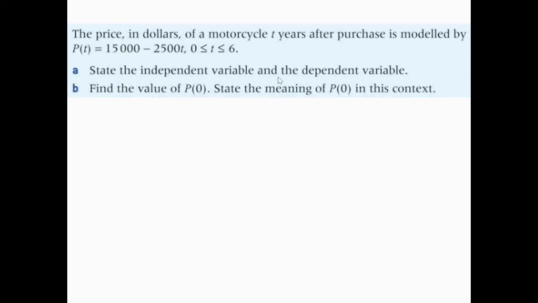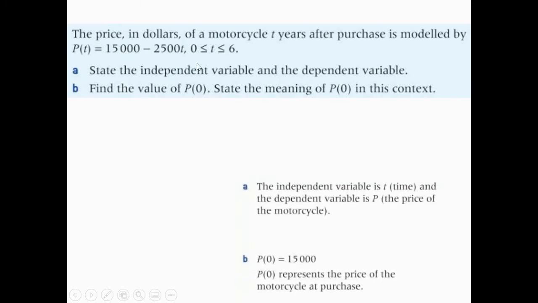So state the independent variable and the dependent variable, and then find the value of p of 0. Okay, let's check. So the independent variable is time, and the dependent variable is price. We can see that price depending on time, right? And p of 0, so you just put 0 in for t. That means your input becomes 0. Put 0 here, and that means 15,000 because this whole thing here becomes 0. So it says interpret it, that represents the price of the motorcycle at purchase, right? If the time is 0, that means 0 years after purchase. No time has passed. That means the 15,000 must be the original price you bought the motorcycle at.